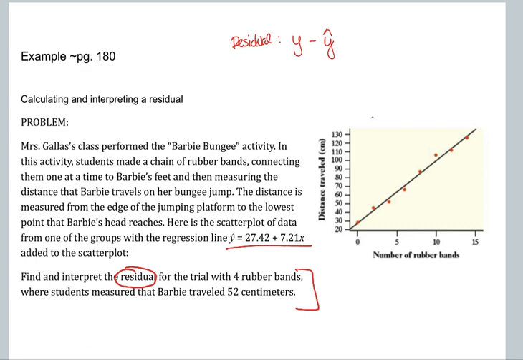What number do we have left? 52. Response or explanatory? Is response your X or your Y? So that's the actual Y value we have when our X value was 4, right? Congratulations, you found the actual Y. How do we find the predicted Y?